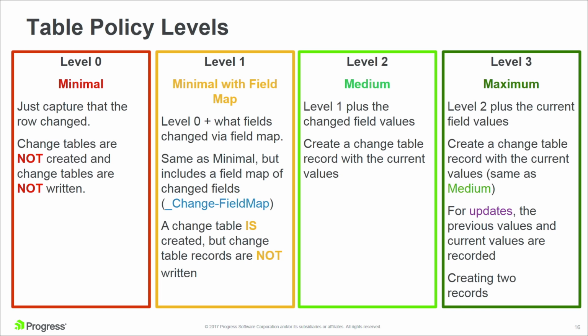With level 1, we capture the change field map. We update a change field map. We also capture the change table, but the actual change table records are not written out to the table.